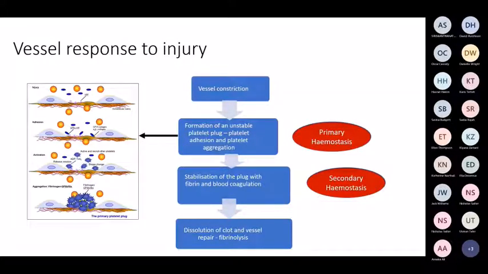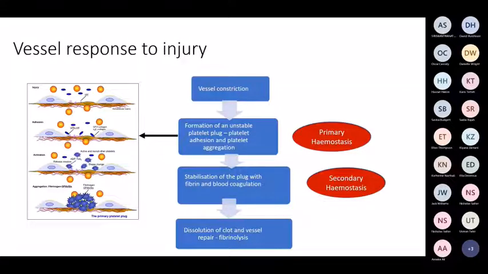And then secondly, you get what we call primary hemostasis, which is where you get the formation of quite an unstable platelet plug. And that happens in a couple of steps. So the first thing is platelet adhesion. That's when von Willebrand factor, which you don't need to know too much about, but just know it exists, helps to bind platelets to any exposed collagen on the vessel.